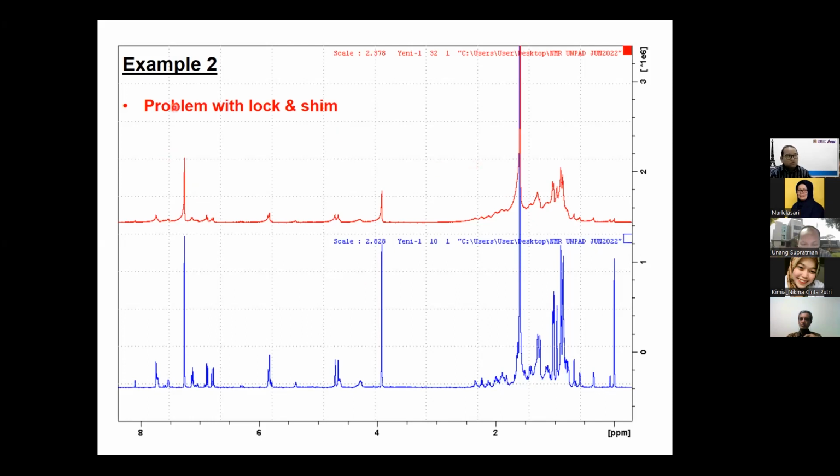You have to make sure the lock is around 500 megahertz and the shim is very nice during that time. If it happens, you have to ask your operators or engineers to calibrate again with the reference solvents, and after that run the samples again.